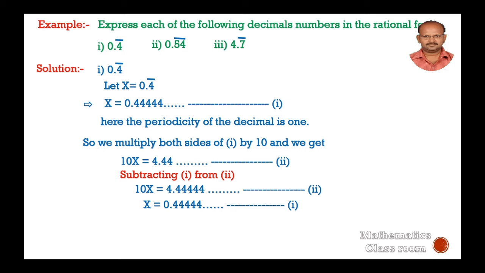Subtracting 1 from 2, 10x minus x is equal to 9x, and 4.444 minus 0.444 is equal to 4.000. So x is equal to 4 by 9. Hence 0.4 bar on 4 is equal to 4 by 9.